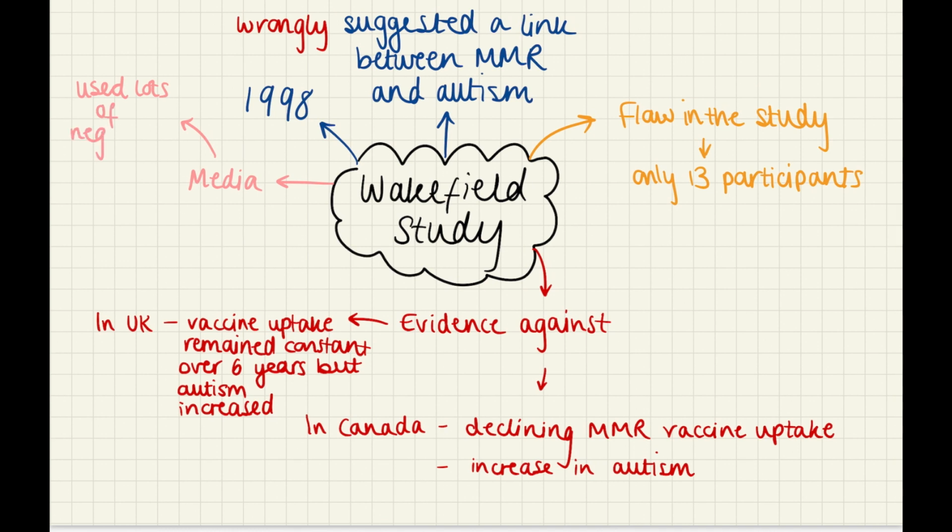We now understand autism a lot better, and it's not a condition to be treated. It's just a difference in the way that people's brains work, and so this link between the MMR vaccine and autism has been completely disproven.